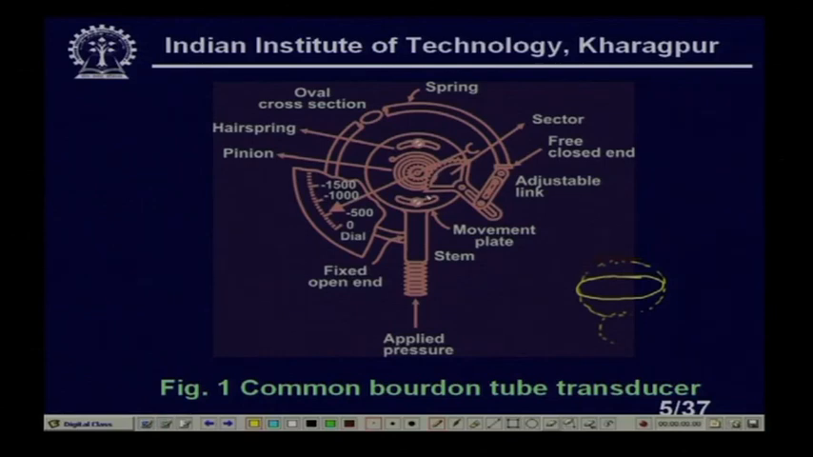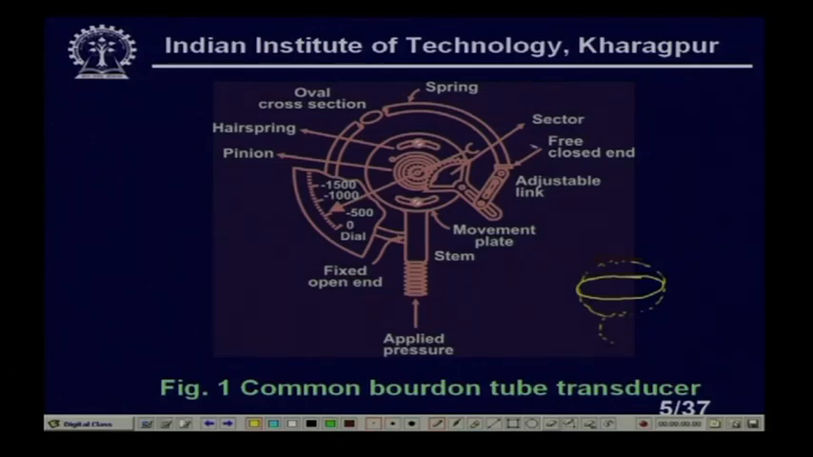If it moves in this direction, there is a gear. You can see this gear, right, this is the gear. So, what will happen, there is a hairspring, because to bring back this pointer to the same position, this needle will go in this direction.